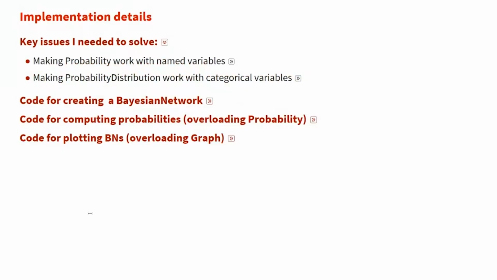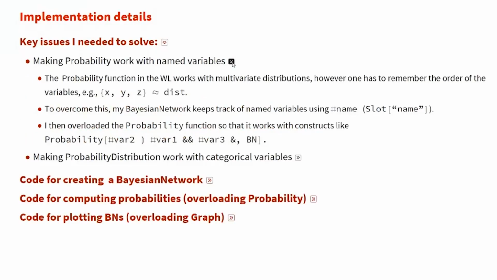There were two main issues that I needed to overcome. The first of them was to make probability work with named variables. In principle, you could just use the probability function in the Wolfram language, where you define that you have a set of variables distributed according to some multivariate distribution, but then you need to remember every time the sequence or the order of those variables. To overcome this, I kept track of named variables using slots internally in my code. So I gave each of them a name.